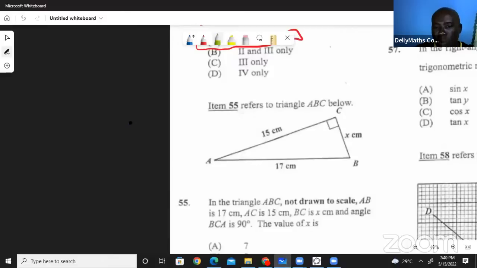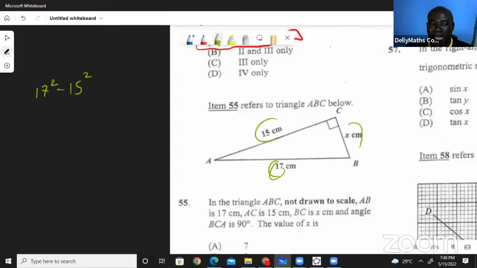So then this one, based on what we have, because we have the longest side there, it's going to be 17 squared minus 15 squared. That's going to be the idea. It's the longest side squared minus the other short side squared to get the other short side.